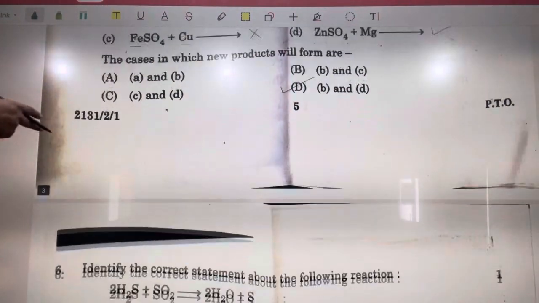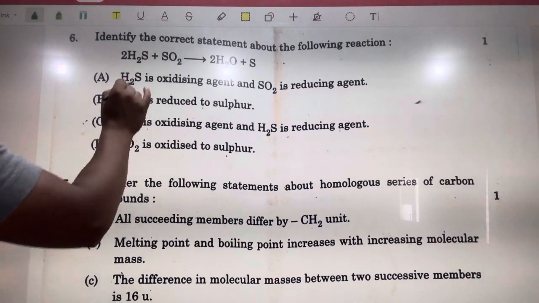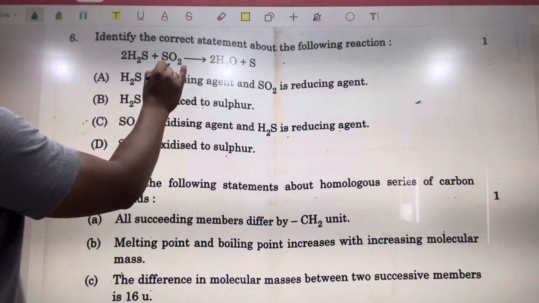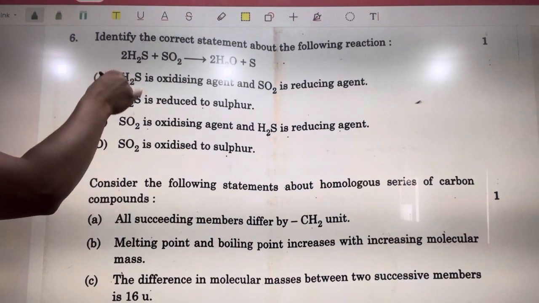Fine. Let us check the sixth question. So here identify the correct statement about the following reaction. Here they have given one reaction: 2H2S plus SO2 gives 2H2O plus S. So here we have to check what exactly is happening.